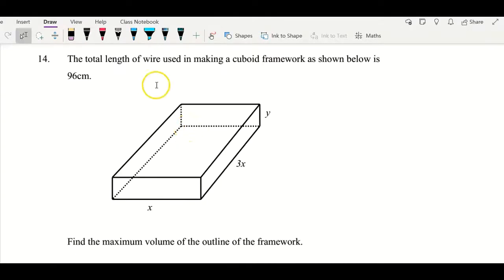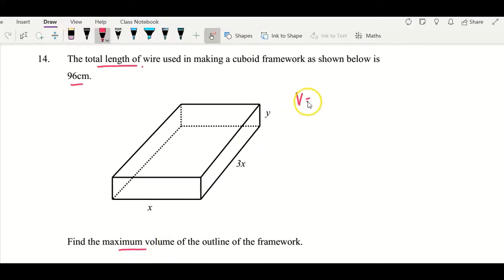Here is a question. It gives you a cuboid framework as shown below, and 96 cm is given as the total length of the wire. We are using a wire with the length of 96 cm, and we bend it to form a cuboid framework. Find the maximum volume of the framework. So we need to find the maximum volume, meaning we need an expression for the volume of this cuboid.